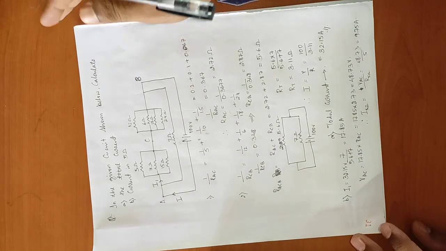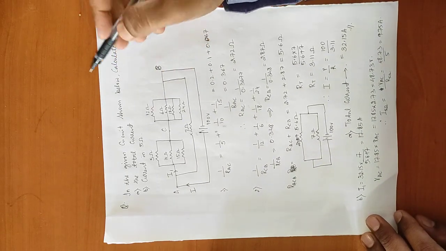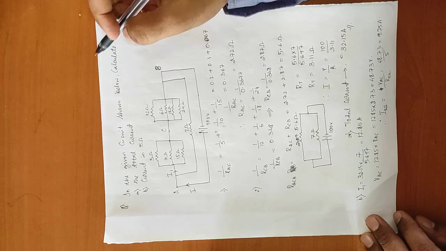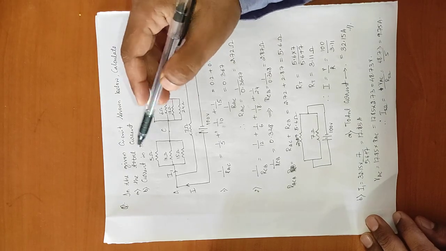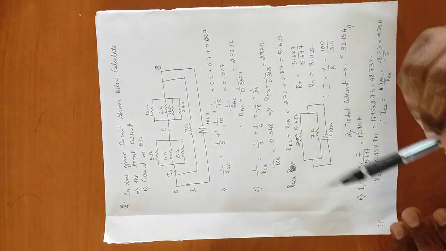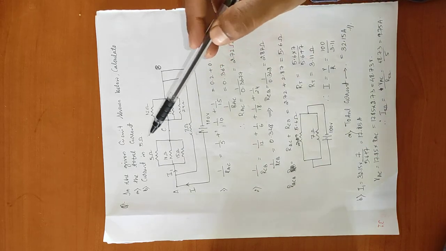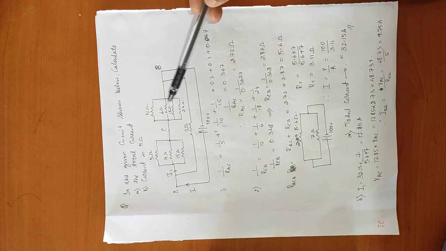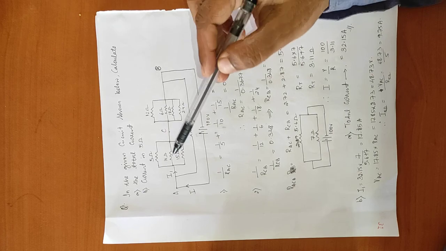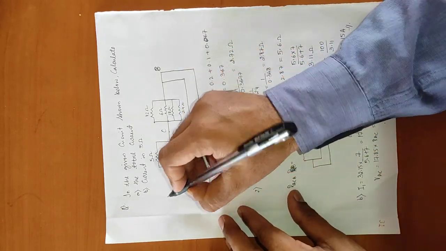Now there is another problem here. In the given circuit shown below, we need to calculate the total current and the current in the 5 ohm resistor. So there is a combination of 3 resistors which are connected in parallel. Again, to this combination there are 4 resistors which are connected in parallel. So these two are in series now. So let's try to calculate RAC.